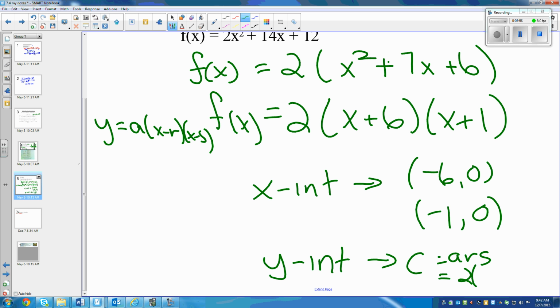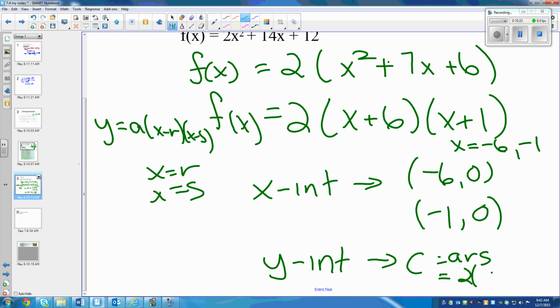When we took it out here, we got x equals r and x equals s. When we took it out here, we got x equals -6 and x is equal to -1, right? So the r value is actually -6 and the s value is -1, or flip-flop. It depends on what you take it out as.